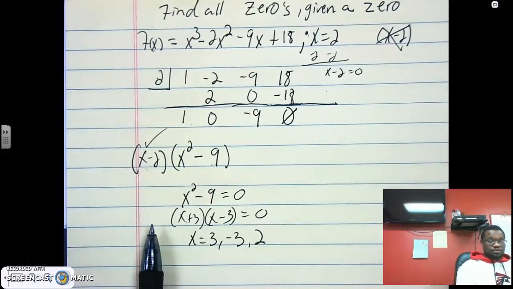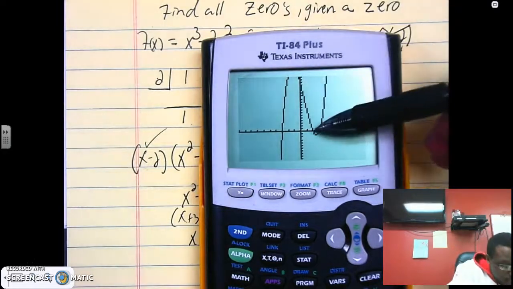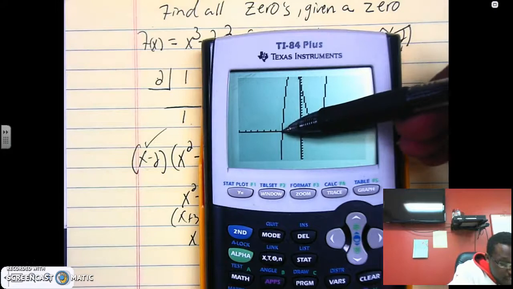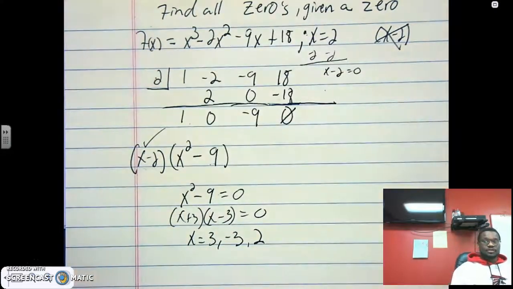Let's see if that's true according to the graphing calculator. Here's 2, the one that they gave me. Here's 3, the one I just found, and here's negative 3. So what we've done is just proven that the graphing calculator was correct.